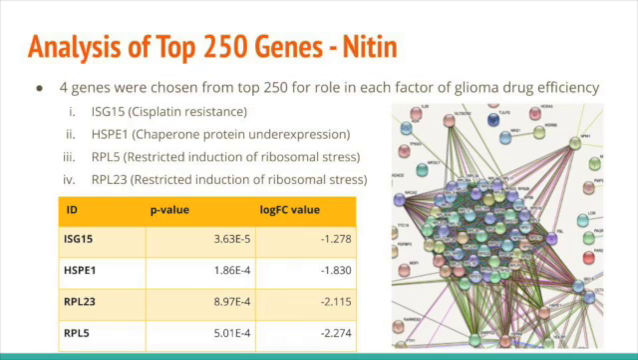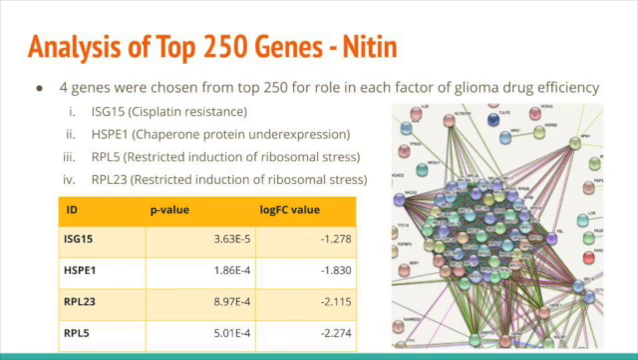The analysis of the top 250 genes is something that we also did through GEO. We can analyze the dataset through GEO and get a massive list of all the genes that are either upregulated or downregulated for the glioma patients in relation to the control patients. From that, we were able to make a STRING database, which is shown on the right. We selected 4 individual genes from this dataset through STRING to analyze further. First of all, we chose ISG15, then we chose HSPA1, RPL5, and RPL23.